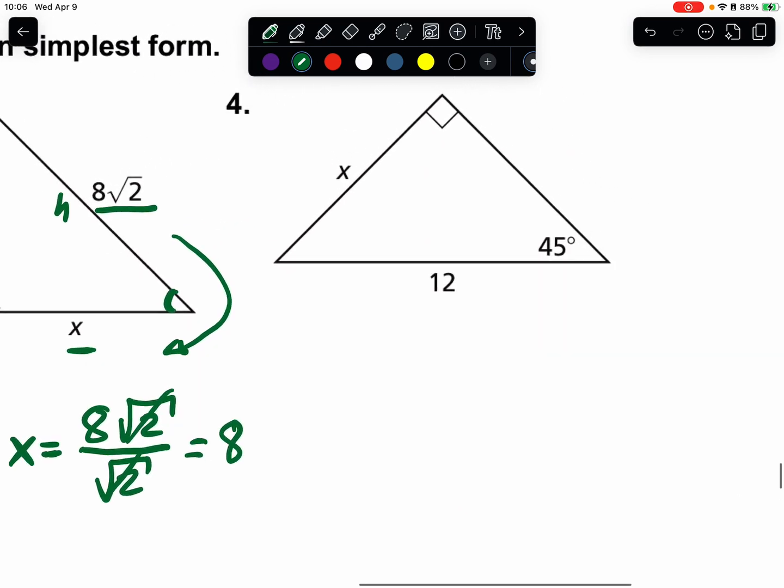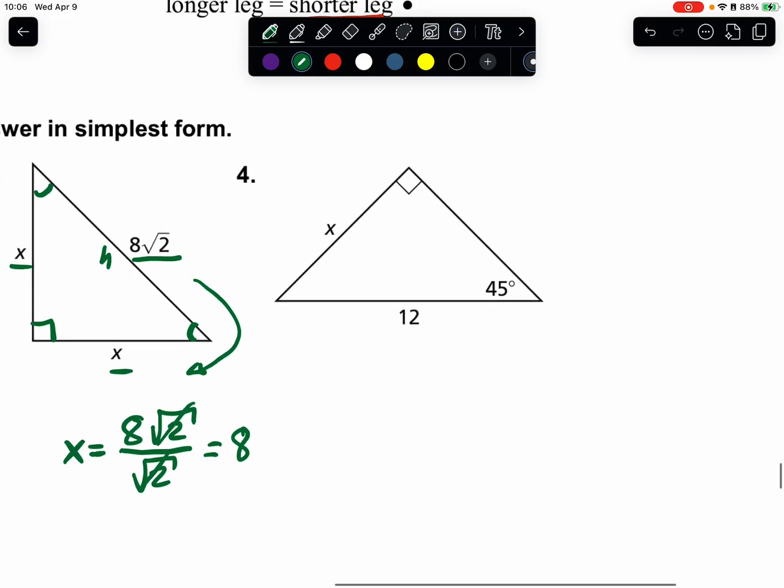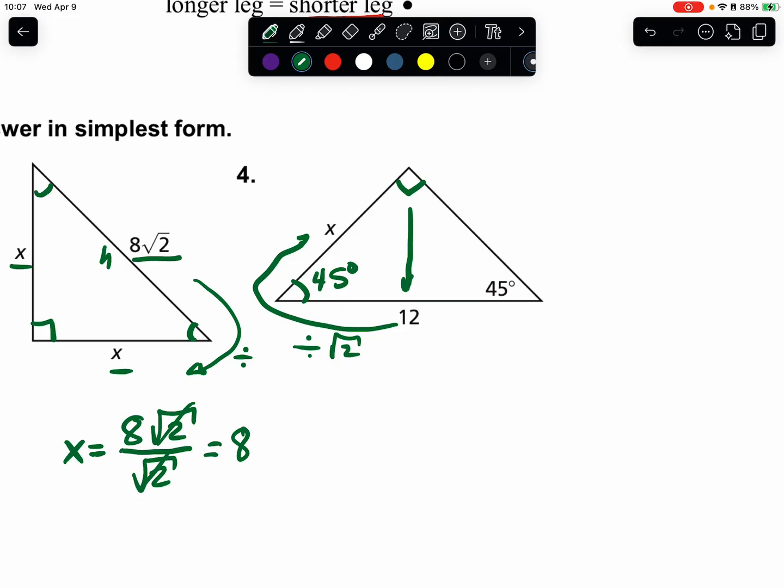This one is going to be a little bit more challenging, similar to the last problem. Again, there's my right angle, so there's my hypotenuse. That's 45. So the other angle's got to be 45. So here, again, I've got to go from the hypotenuse to that. So again, we're doing division by radical 2. So how do I get x? I take 12 divided by radical 2.